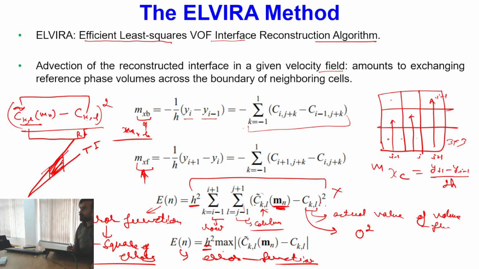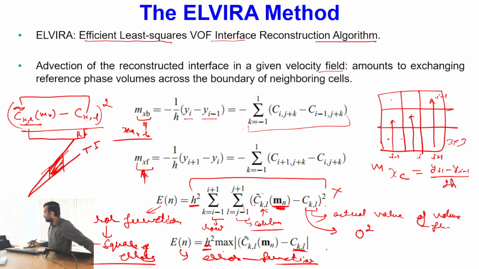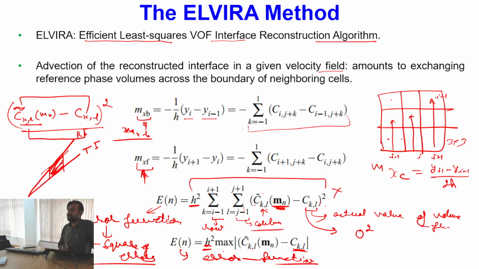I cannot change h square, it's a fixed grid size. I cannot change CKL, because what is CKL? CKL is the true value of the color function which we originally had. Okay, so C tilde KL we can change by moving with certain steps in the backward and forward direction of the line, by changing the slope of that particular line. And wherever this error comes below the critical limit, that is below the threshold limit, that will be my accurate approximation of the interface.